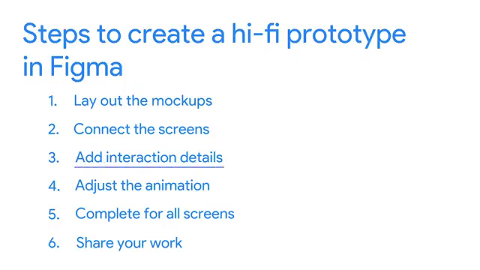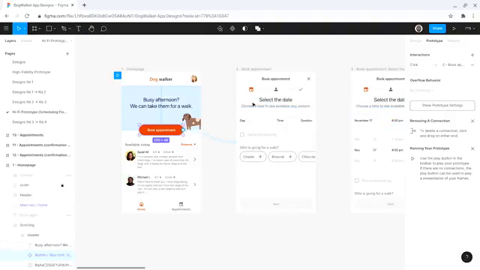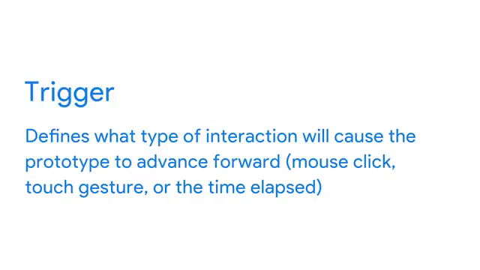Now it's on to step 3, which is adding interaction details. After connecting 2 screens, it's time to customize the interaction details. Before we get started, I'm going to open up Figma so you can follow along with each step. There are 3 parts of an interaction to explore. First is the trigger. The trigger defines what type of interaction will cause the prototype to advance forward. The trigger could be a mouse click, touch gesture, or the time elapsed in the current frame.